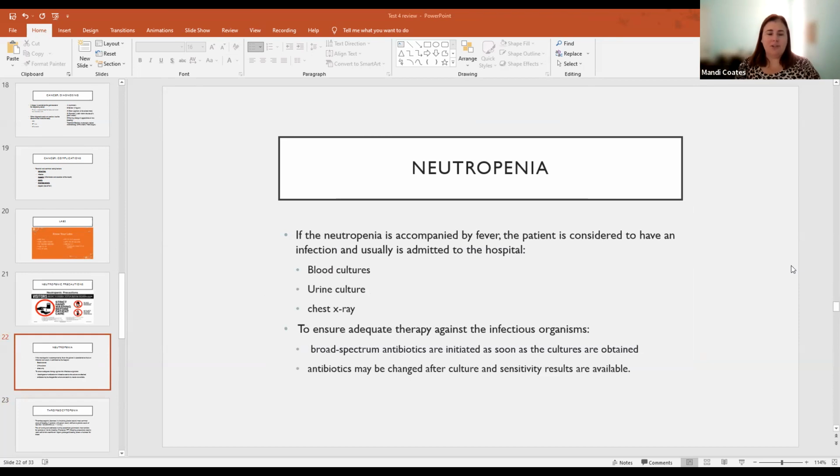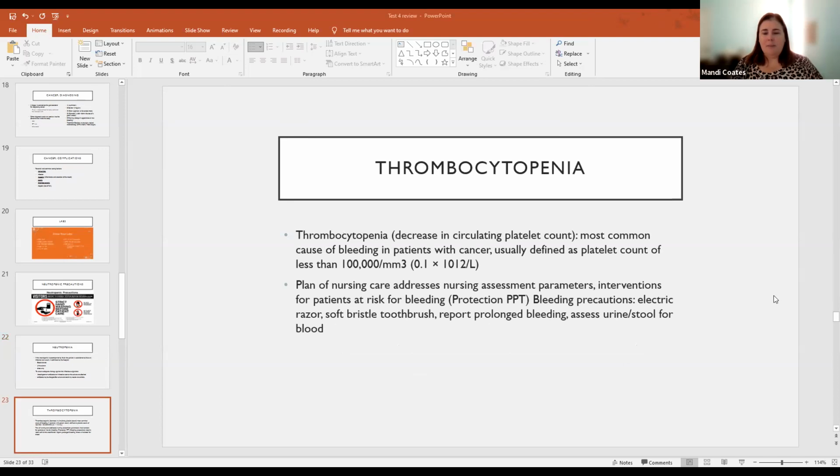Typically, we're going to do blood cultures, urine cultures, and a chest x-ray, all before you give any antibiotics. Start on the broad spectrum, and then as you get these cultures back, you're going to change to whatever's going to kill that bacteria or infection that's going on. Thrombocytopenia, that's going to be a platelet count of less than 100,000.